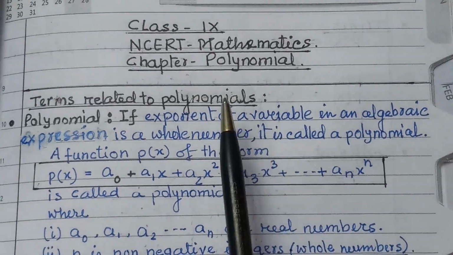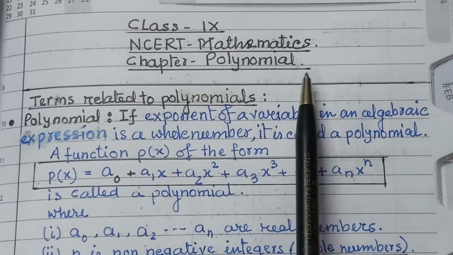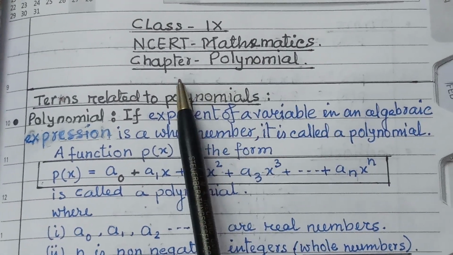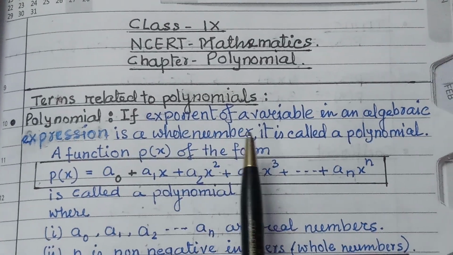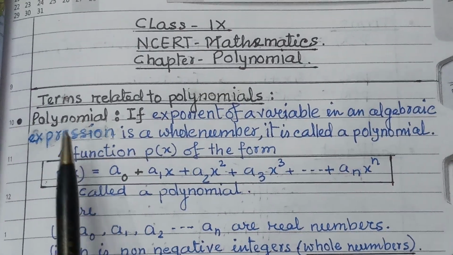Now today I am explaining class 9 NCERT Mathematics, second chapter. That is the chapter Polynomials: terms related to the polynomials. First, you have to know what a polynomial is.